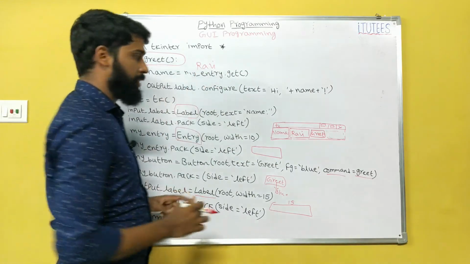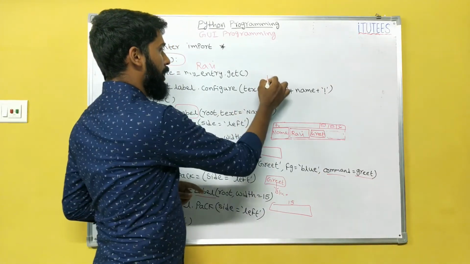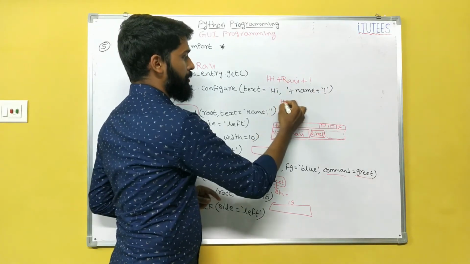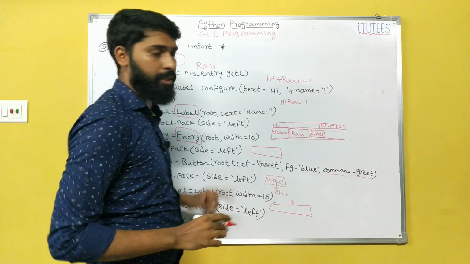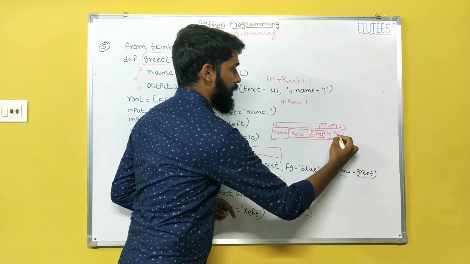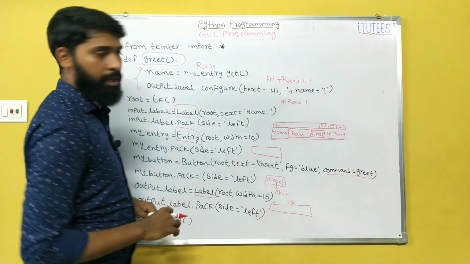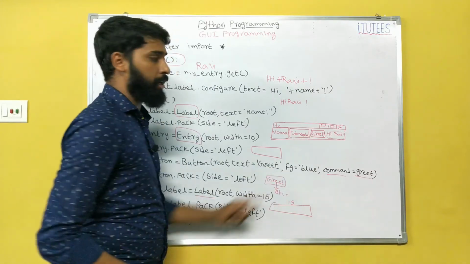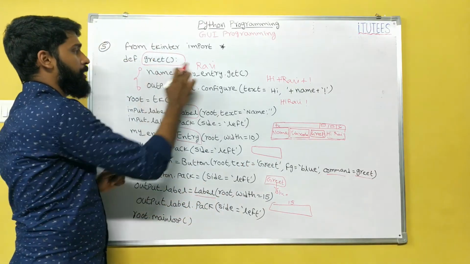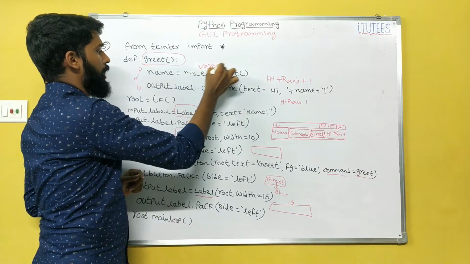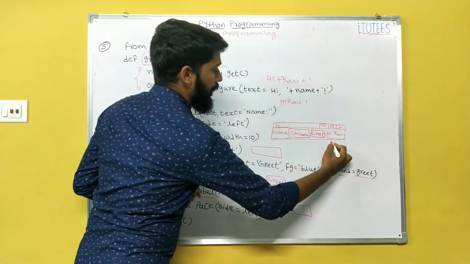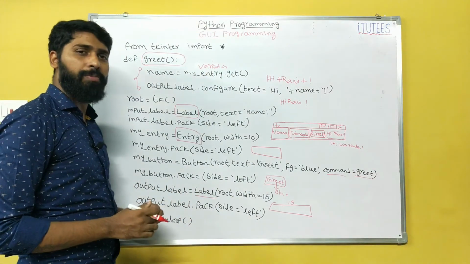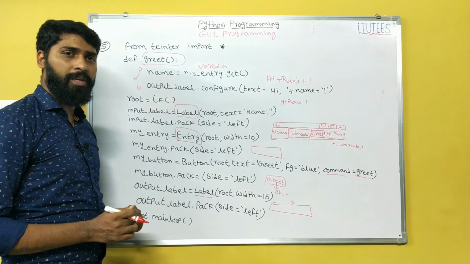Output label dot configure. So this label we are going to configure with hi plus what is the name? Ravi plus exclamation. That means it becomes hi Ravi exclamation. Okay. So again, if you change this to Varada and click on this greet, next, what happened? Name equals to Varada and output label is hi Varada exclamation. That's it. I hope you all understand graphical user interface programming in Python.